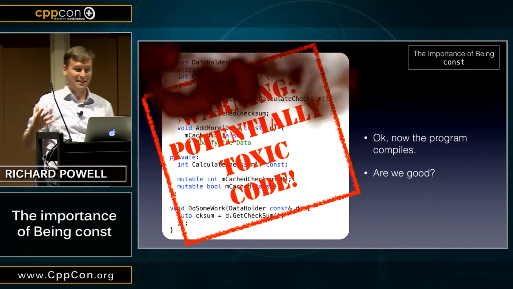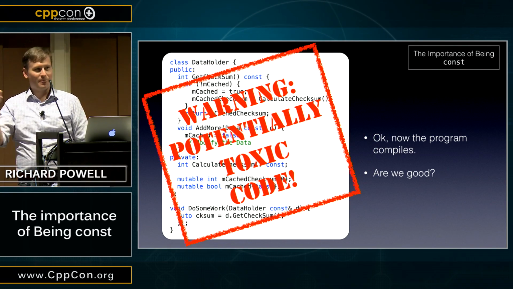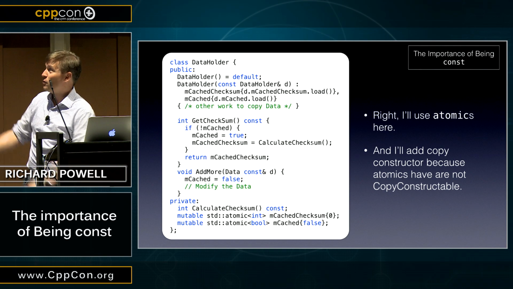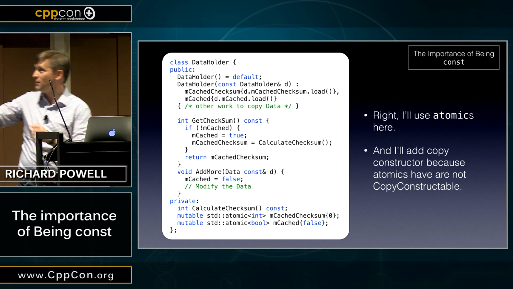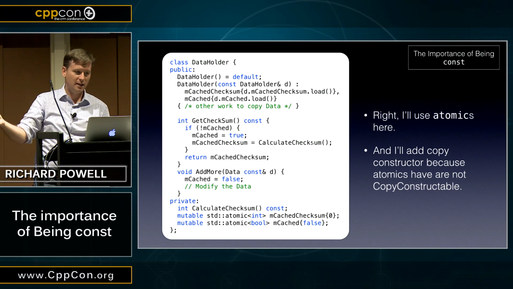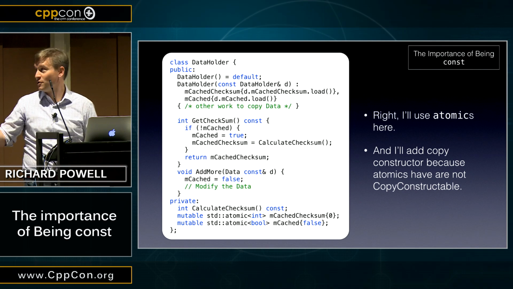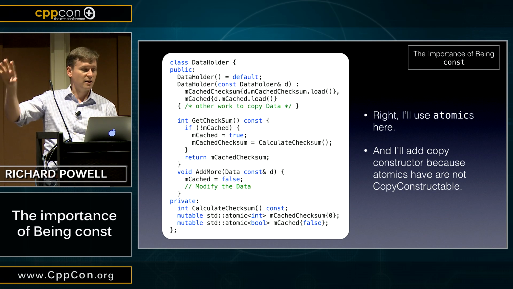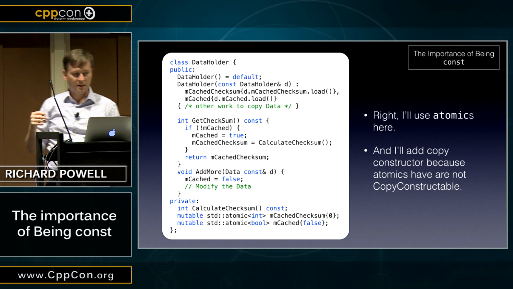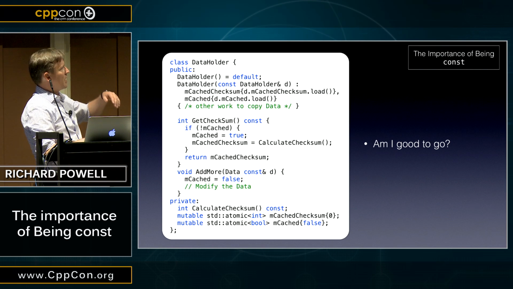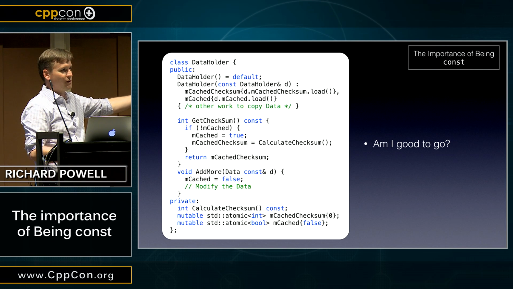Again, potentially toxic code. I forgot atomics. There, I'll use atomics. Oh, and because I have atomics, I'm going to add a copy constructor, and probably I should be adding a lot more things. If I'm writing a copy constructor, I suddenly have to invoke rule of 4 or rule of 6 or rule of 7, or I forget how many I'm supposed to do. But for the examples of this, let's assume I've done everything right, but I add a copy constructor. So now, am I good to go?